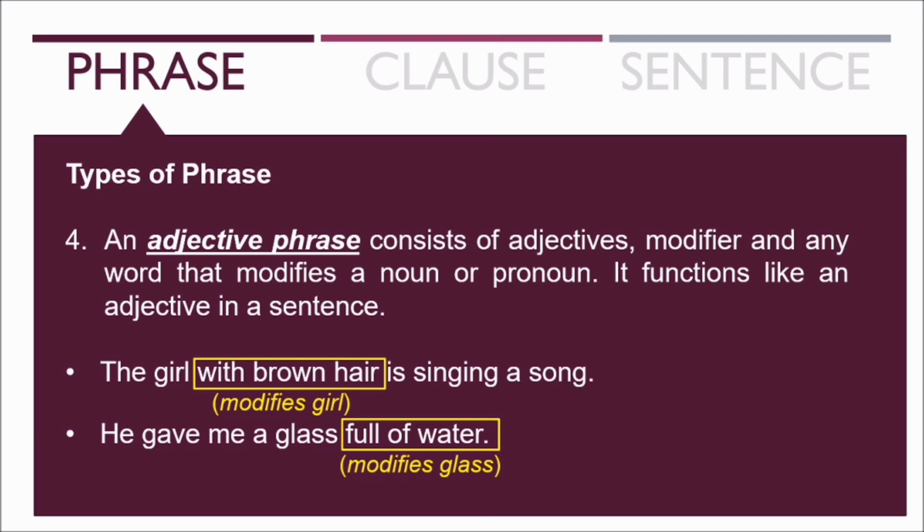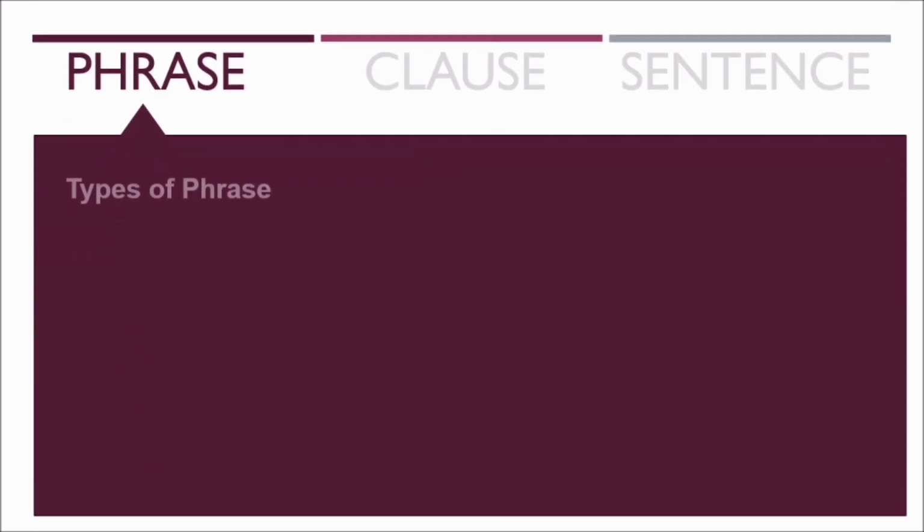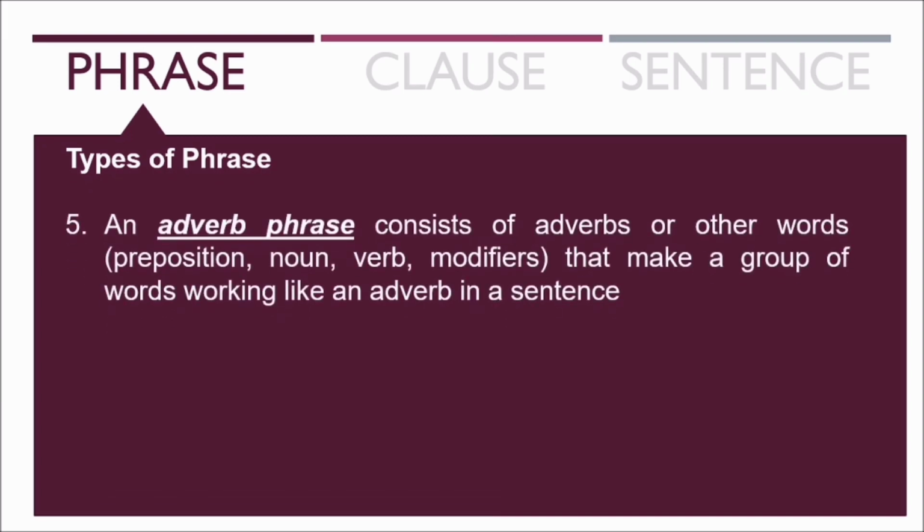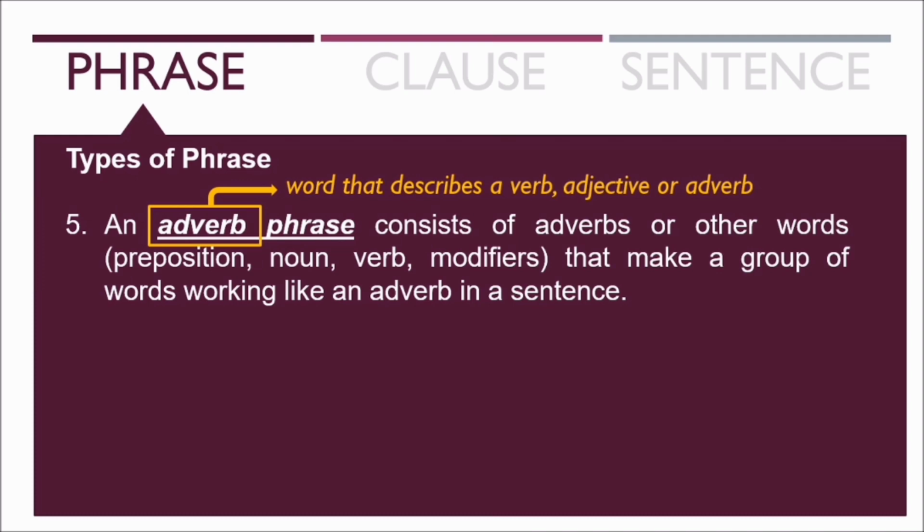Now let's go to the final type of our phrase, the adverb phrase. Your adverb phrase consists of adverbs or other words just like your preposition, your noun, your verb, or your modifiers that make a group of words working like an adverb in a sentence, okay? By the way, what do we mean when we say adverb? This is a word that describes your verb, your adjective, or your adverb, okay?